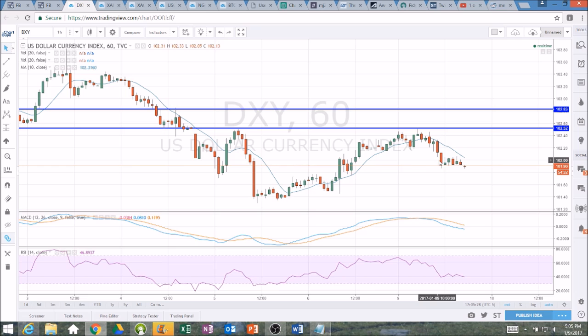So support here is 102.05, then on down to 101.76, and the bears are still in control of this trend because we're not seeing higher highs on this bounce attempt. The bulls have to break 102.52 for that to occur.